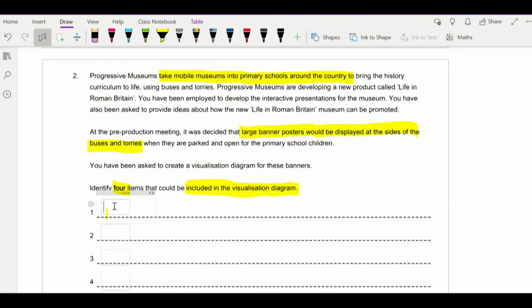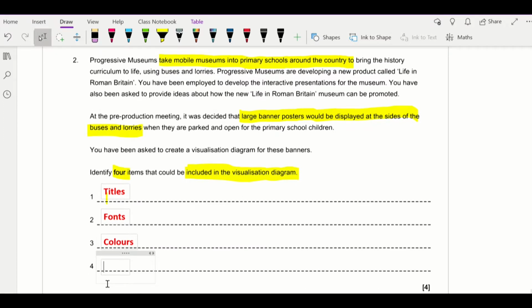So what we need to do is make sure that we think about things like titles, so a straightforward one. We can mention the fonts could be included. We could talk about colours as well, and we could mention pictures. Very straightforward. Okay, so there are 4 simple answers that would get you 4 marks.